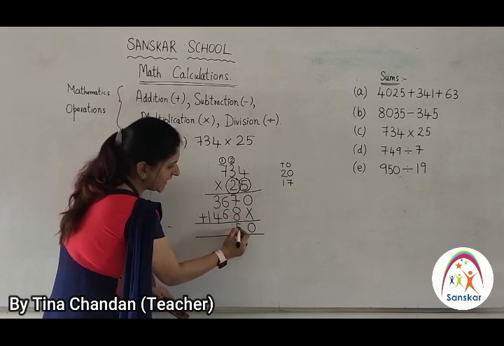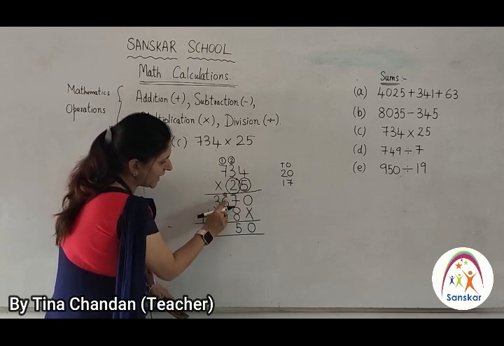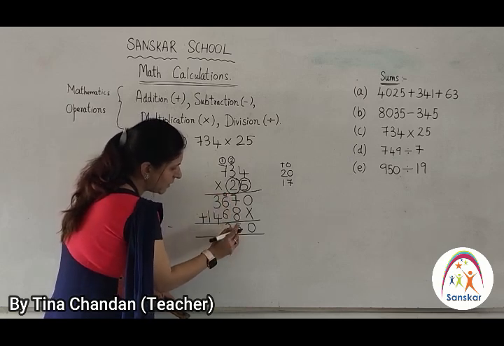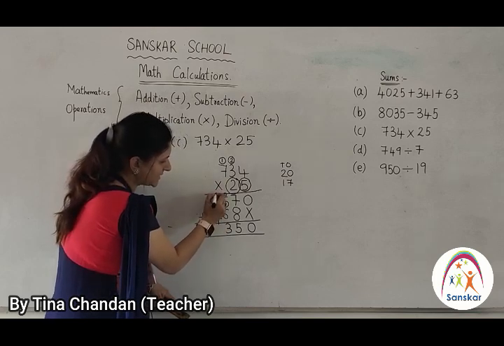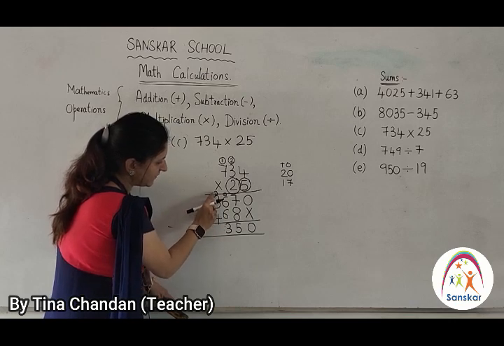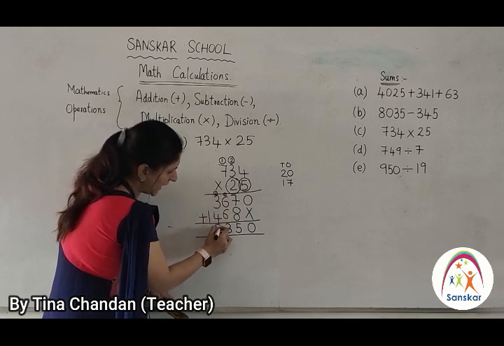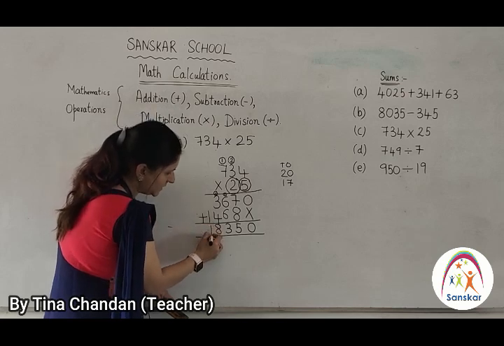Again, 1 space is there, so 1 will be carried over. That is 6 plus 6 is 12, 12 plus 1 is 13. When you get a 2-digit number, you just have to carry it to the next number, that is to the left side. Now 4 plus 3 is 7, and 7 plus 1 will give you 8. And here no number is there, so 1 will be taken down.